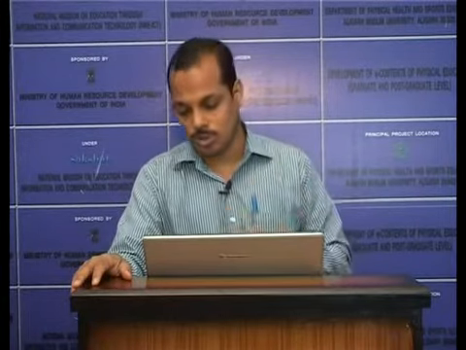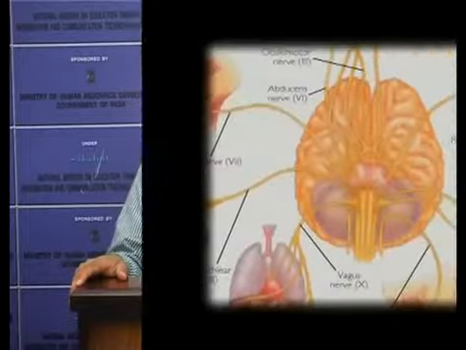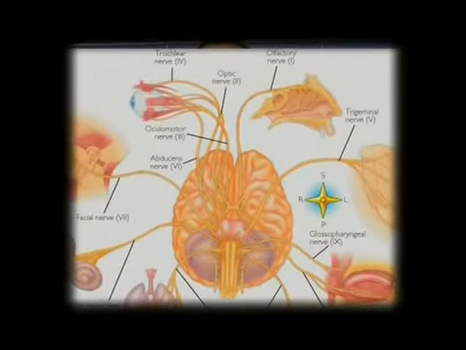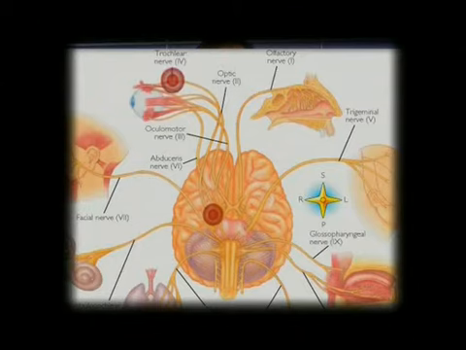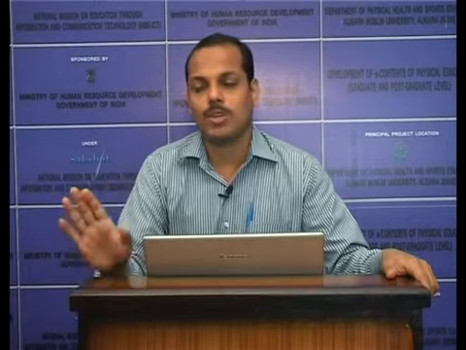Next, cranial nerve number 4 is the trochlear nerve. The trochlear nerve provides somatic motor innervation to the superior oblique eye muscle. This cranial nerve originates at the trochlear nucleus located in the tegmentum of the midbrain at the inferior colliculus level and exits the posterior side of the brainstem. It's a pure motor nerve.